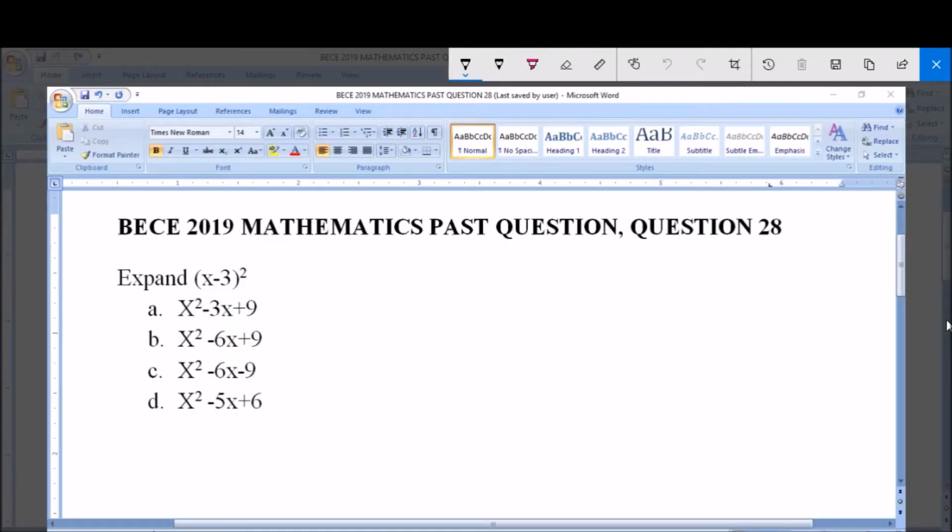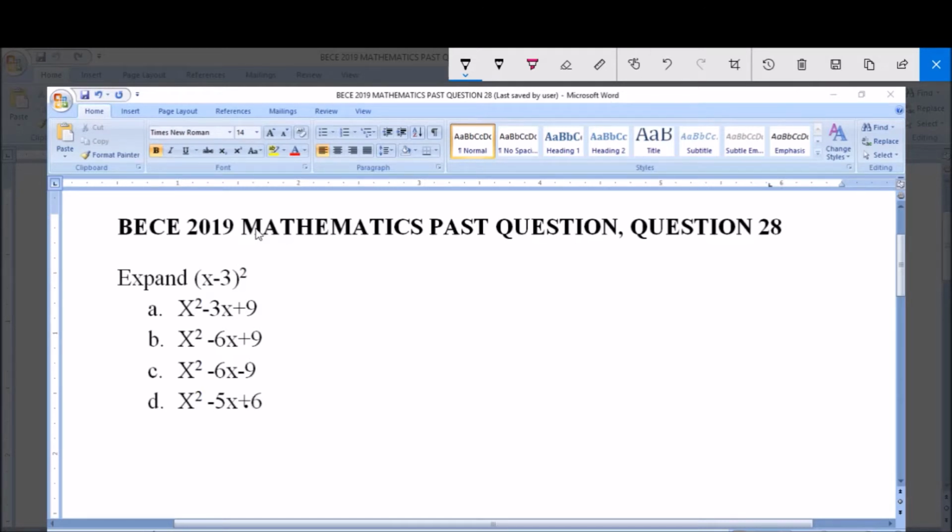Today we're going to be dealing with BECE 2019 Mathematics Past Question 28. Expand (x minus 3) squared. To expand (x minus 3) squared: A, x square minus 3x plus 9. B, x square minus 6x plus 9. C, x square minus 6x minus 9. And D, x square minus 5x plus 6.